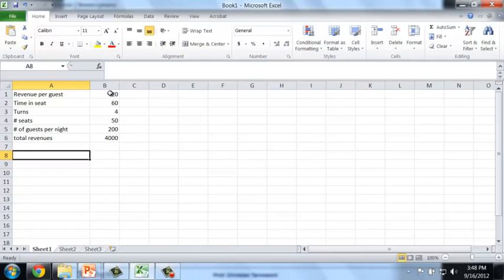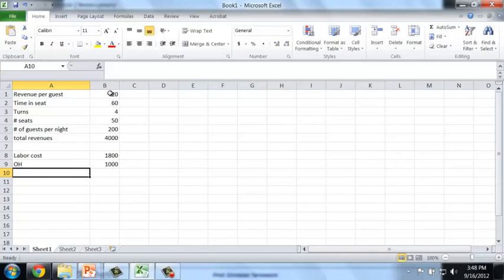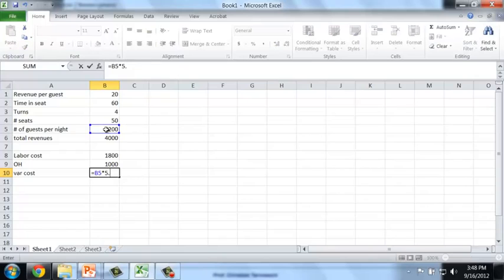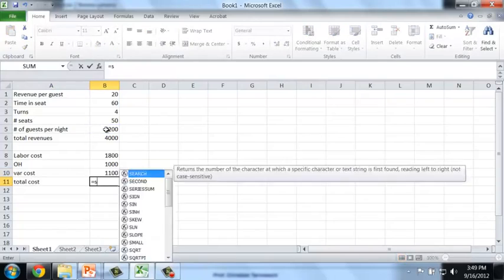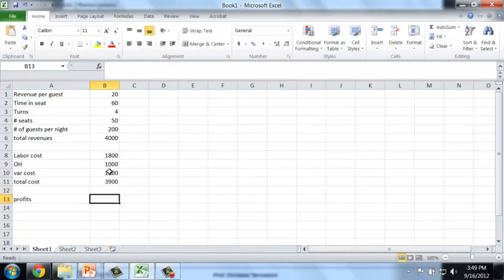Next, on the cost side, we look at the labor cost first. On the labor cost, we have 20 employees taking home $90 per evening. On the overhead side, that is simple, it's a flat 1,000. And on the variable cost for the food, we look at the guests that we serve, 200, and multiply this with $5.50. So my total cost is simply these three numbers added up. And then I get profits of revenue minus cost equal to $100.